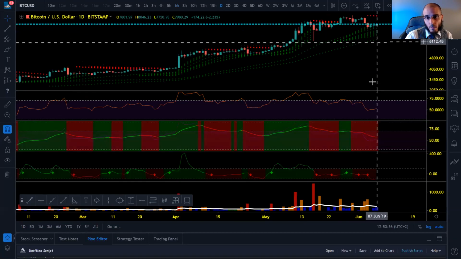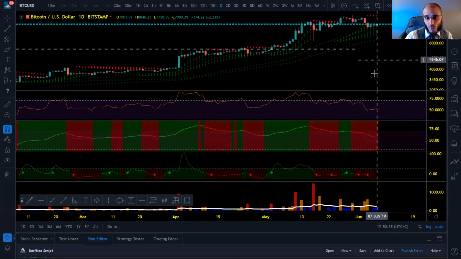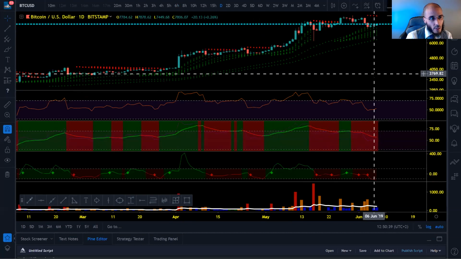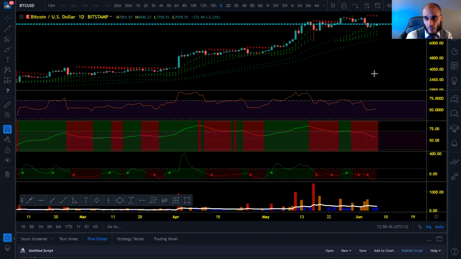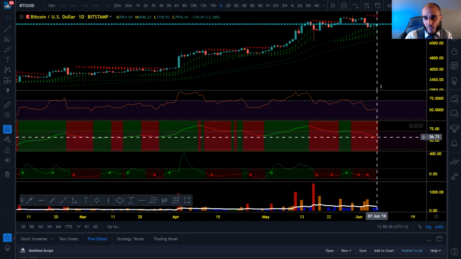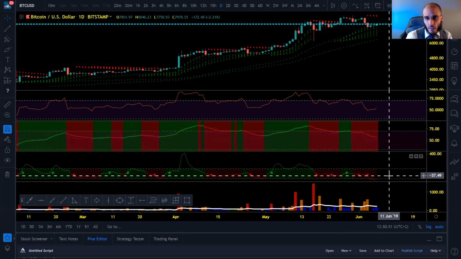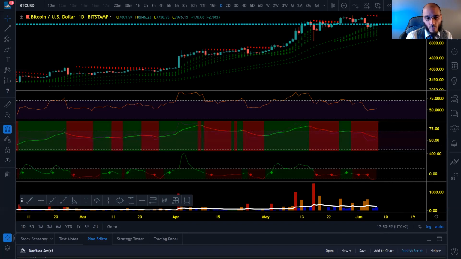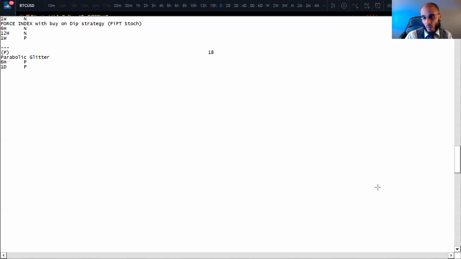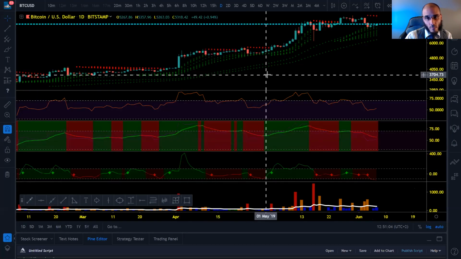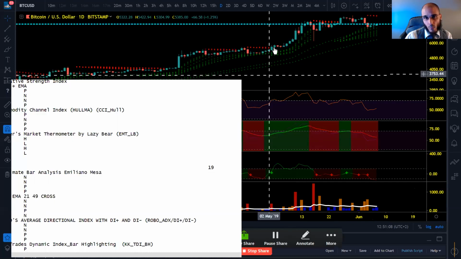One-day chart: the first indicator is positive, but the second indicator is negative. The third indicator, those are RSI. No, it's the same thing. It's negative. The third indicator is negative, and the last indicator is low, which is the market thermometer, and we are on a low.